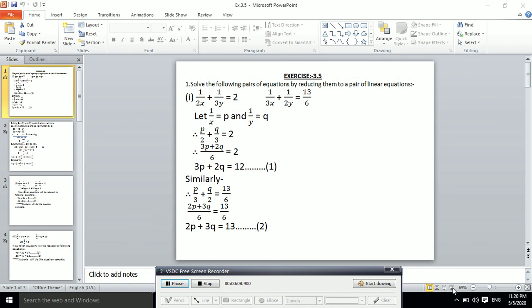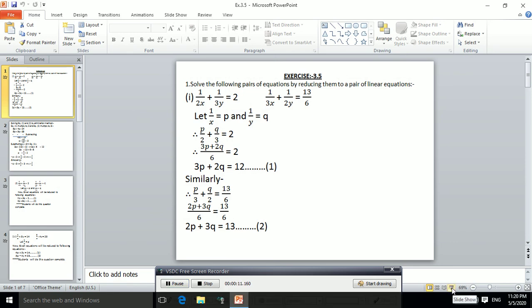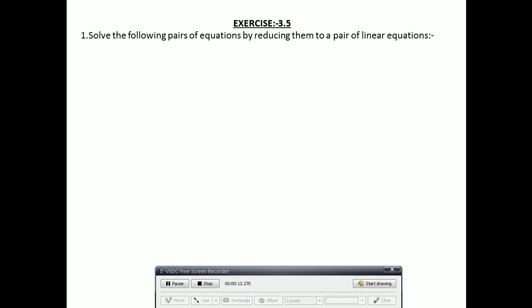Today we will do some more questions of exercise 3.5. Exercise 3.5 is based on equations reducible to a pair of linear equations. So our first question, and there are total 8 parts in question number first, and what is our question? Solve the following pair of equations by reducing them to a pair of linear equations. It is our first question.